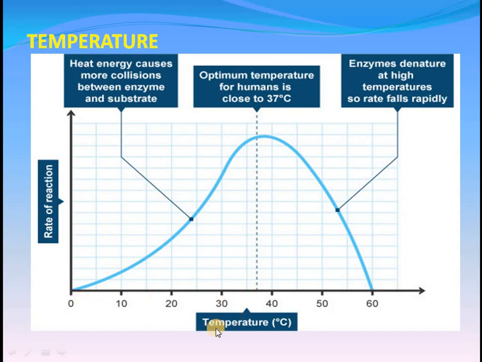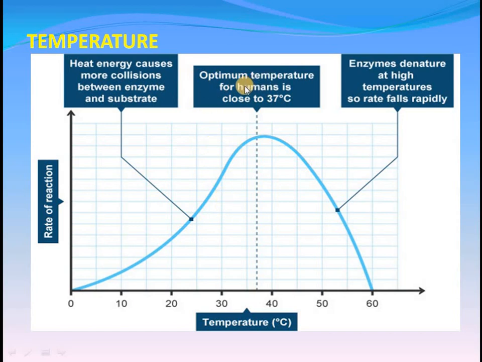On the x-axis, temperature is shown: 0, 10 degrees Celsius, 20, 30, 40, 50 and 60. And here is the rate of reaction. As we have defined, the rate of reaction is basically the speed at which a chemical reaction is taking place. When the reaction starts and the temperature rises, the heat energy causes more collisions between enzymes and substrate.